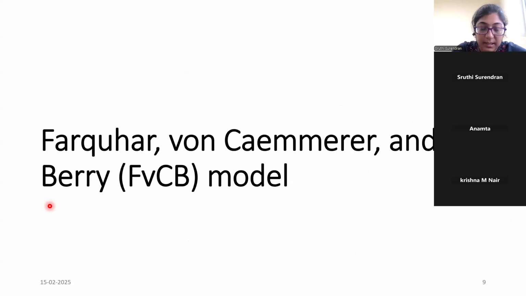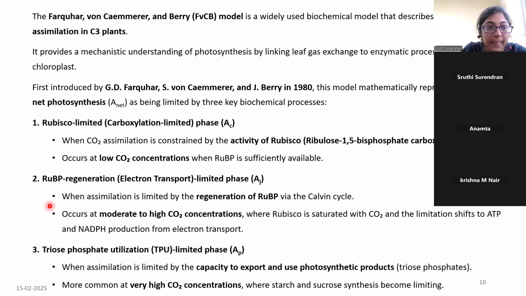So now let's again go in detail. I think I started with the Rubisco limited photosynthesis, but I would like to repeat it because this is something that requires a lot of familiarizing if it has to stay in your system. The Farquhar, von Caemmerer and Berry model is a biochemical model that gives us the rate of carbon dioxide assimilation in C3 plants.